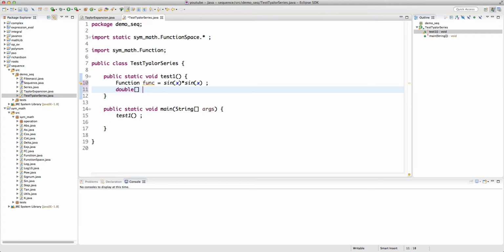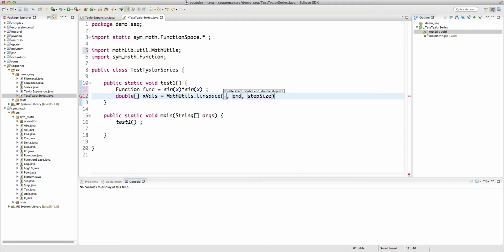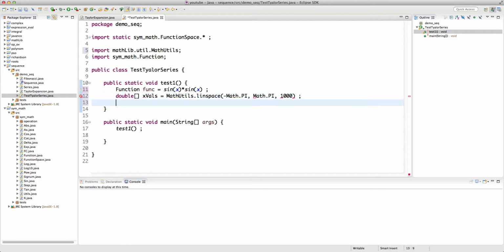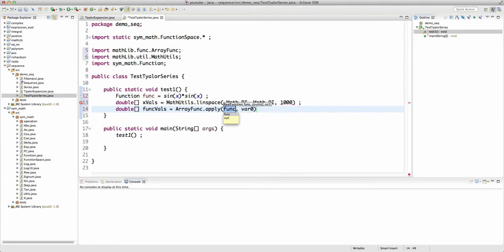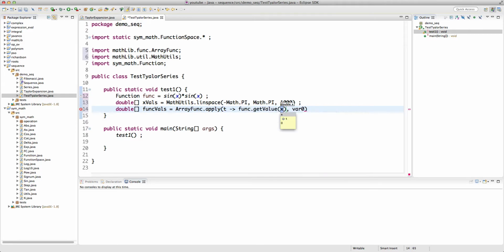plot this first. Double x vals is MathUtils.linspace from minus Math.PI to Math.PI, and let's say 1000, and then double func vals is array func.apply the real function, t goes to func.evaluate, get value at t, and then apply to the x vals array.